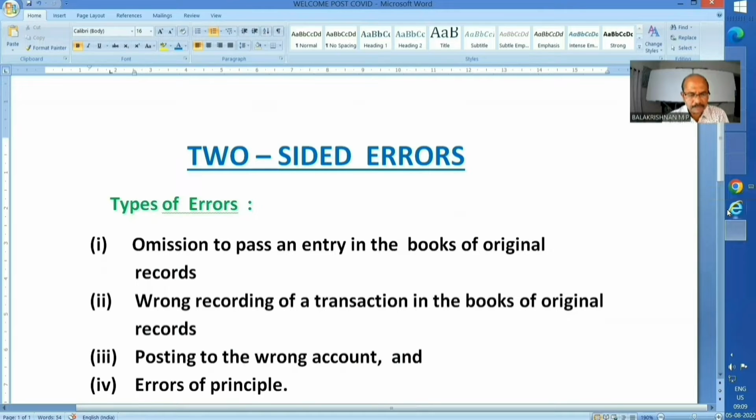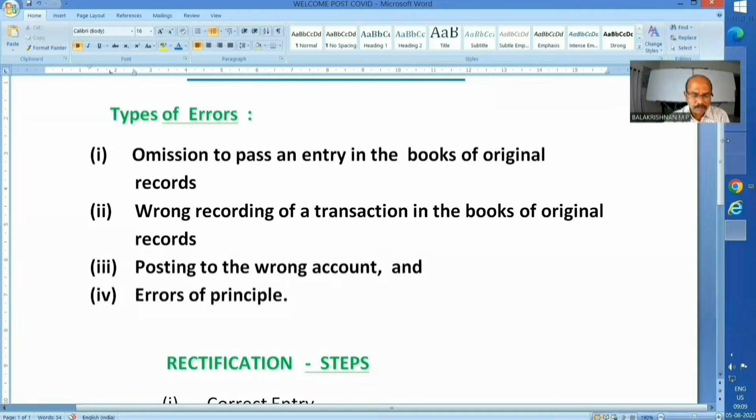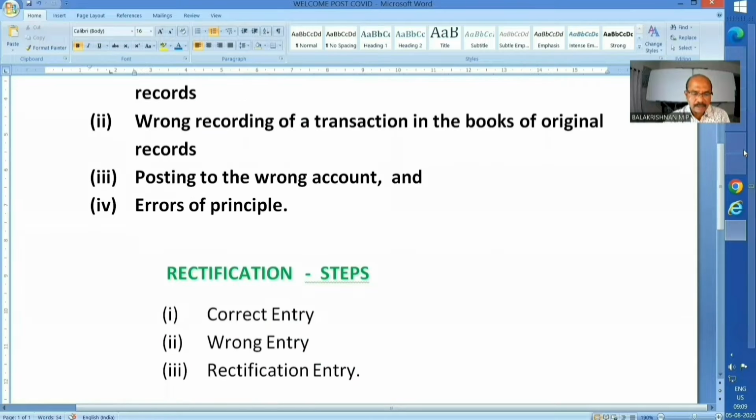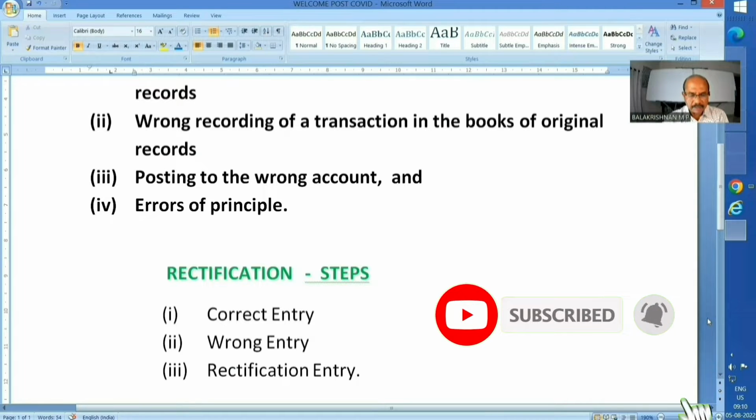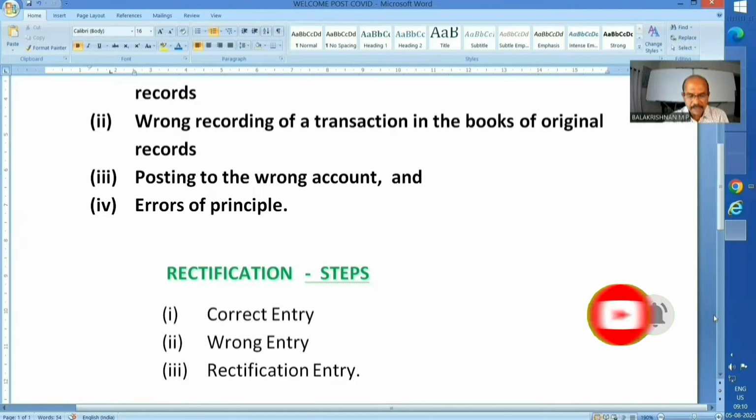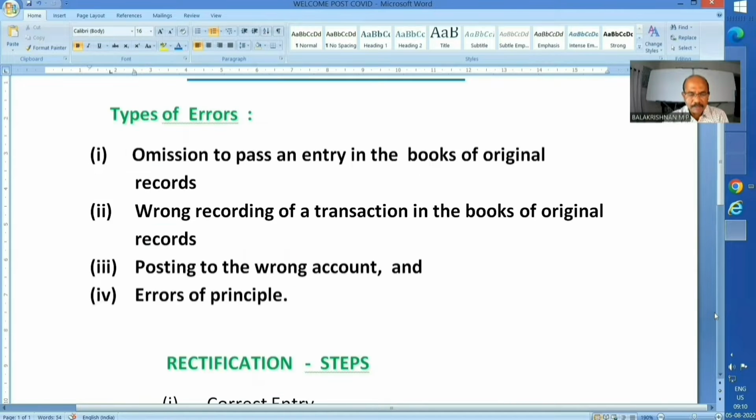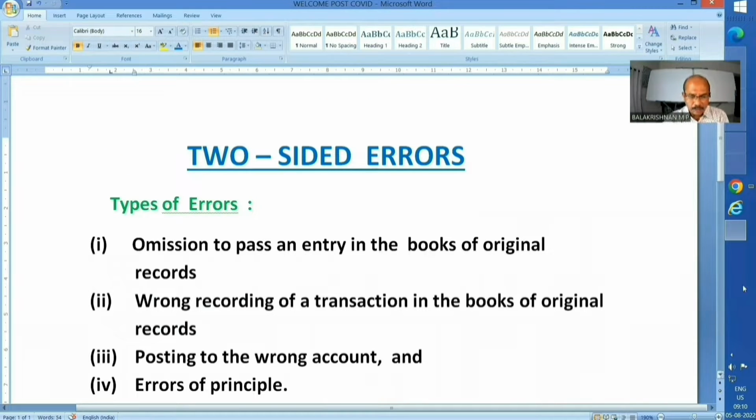Types of errors. One, the first one is omission to pass an entry in the books of original records. Two, wrong recording of a transaction in the books of original records. Three, posting to the wrong account. And the fourth one, errors of principle. How to rectify double-sided errors? The best way is this one. Three steps: correct entry, wrong entry, rectification. Well, I'll give you one example each of these types of errors with the explanation and the necessary rectification.